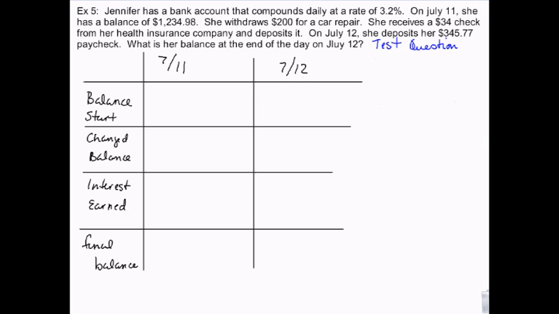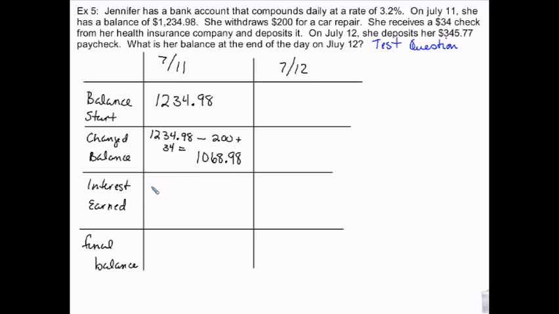Okay, so on the beginning of the day, on July 11th, she has a balance of $1,234.98. She withdraws $200 for car repair and then receives a $34 check and deposits it. So she subtracts 200 and then adds 34. So I'll take that 1234.98 minus 200 plus 34, and her new changed balance is 1068.98.